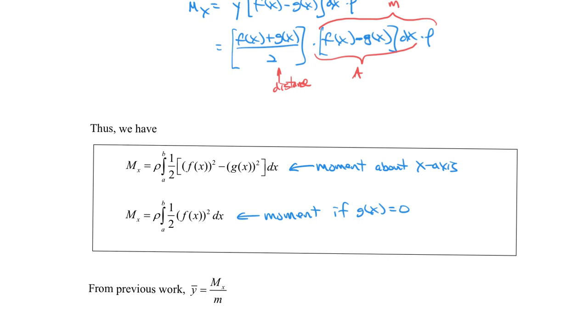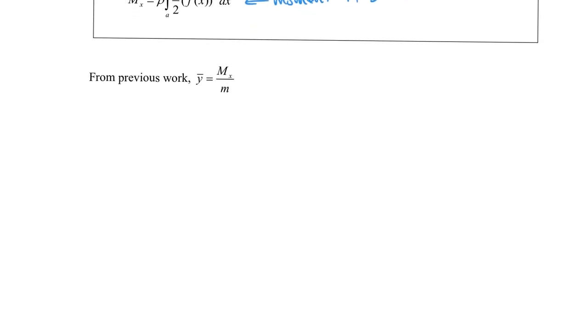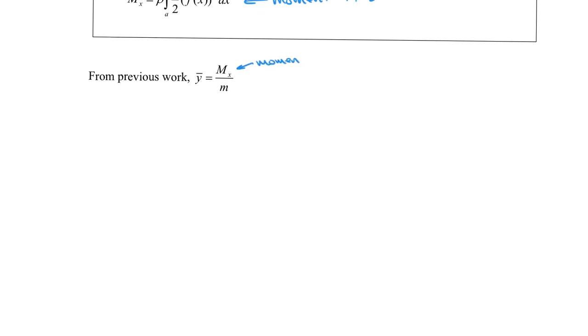Okay, but again, what we're interested in is the center of mass, x bar, y bar. So now that we have this formula, we've got the same situation we were in a few minutes ago. y bar, what we're looking for is m sub x, which is just the moment about the x-axis, which is the tendency of the system to rotate about the x-axis. And this, of course, is the total mass.